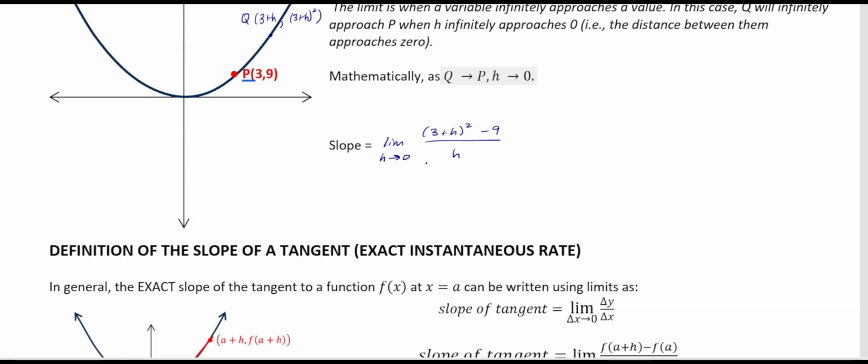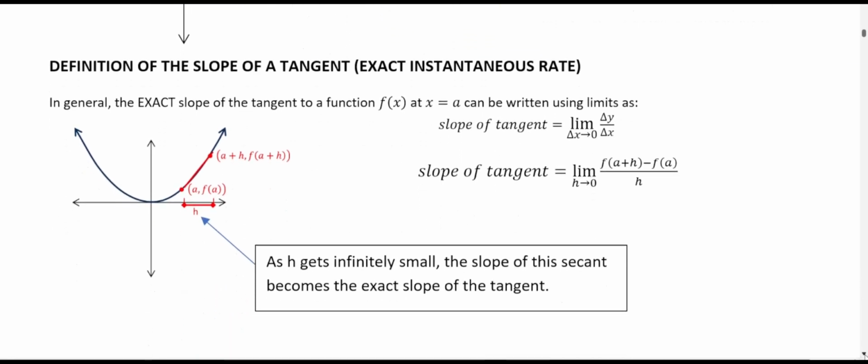Now you may notice, how can we have h going towards 0 if h is in the denominator? As we will see in future examples, using some algebraic techniques, we can manage to get rid of h in the denominator and actually evaluate what the slope of this tangent is without having to divide by 0 and produce an undefined quantity. So here we go.